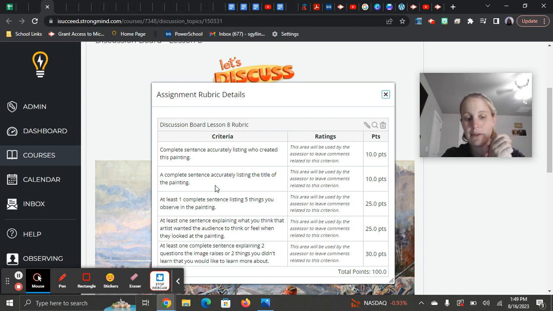And then you get 25 points for explaining what you think the artist wants the audience to think or feel when they looked at the painting. Remember, full sentence. And then finally, you get 30 points for listing 2 questions that the image raises or 2 things you didn't learn that you'd like to learn more about. So all those steps add up to 100. If you can do those, you are golden.